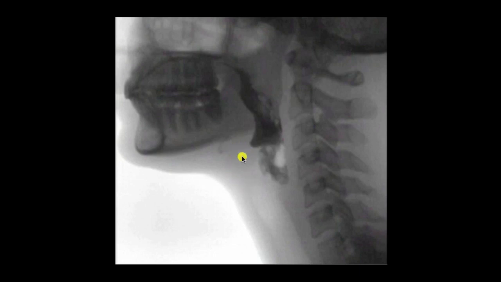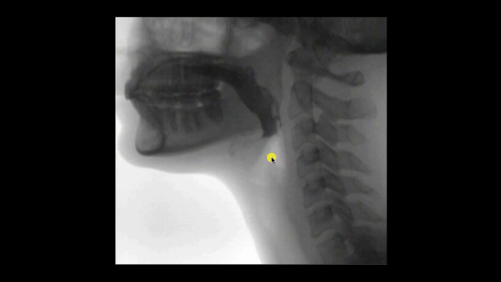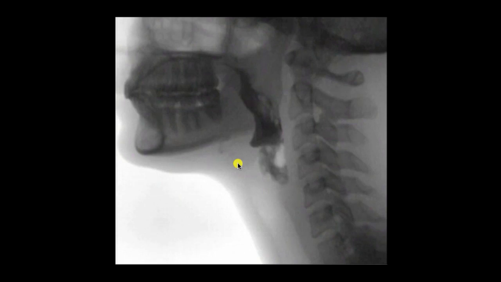But see this really nice closure of the laryngeal vestibule, because what's happened is the arytenoid cartilage here have moved forward and they're butting against the base of the epiglottis as the epiglottis itself goes to a horizontal position because of traction of the hyoid here. And so you get really nice closure, and you're getting first opening of the PE segment.